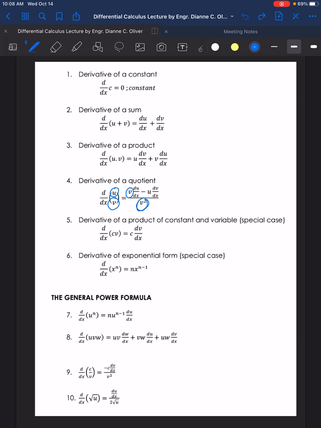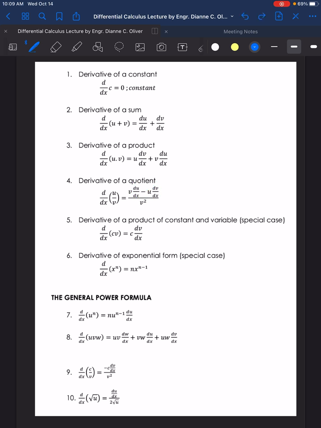Again, we will repeat. You square the denominator here at the denominator part, copy the denominator, derive the numerator, minus, copy the numerator, and then derive the denominator.